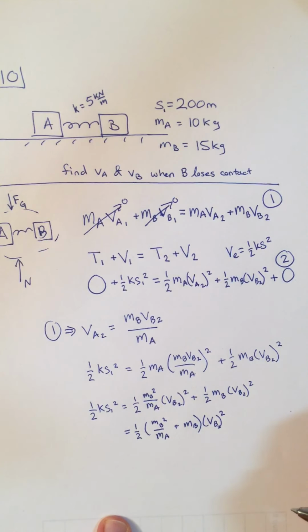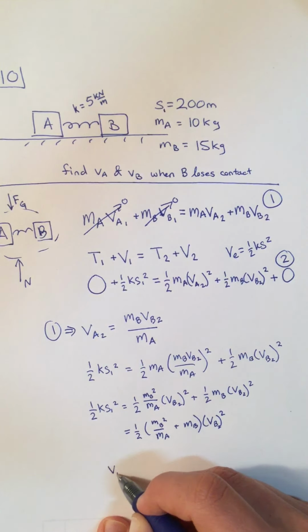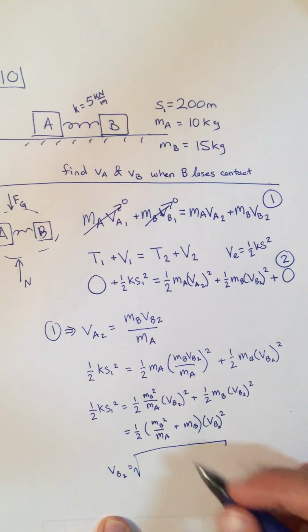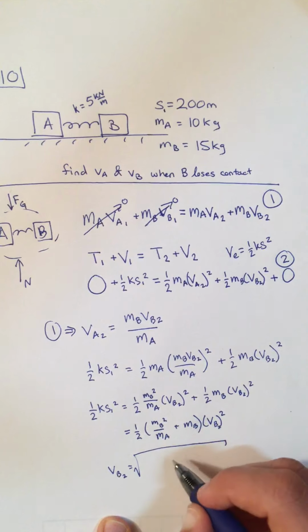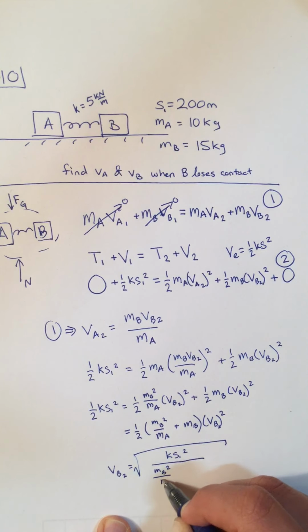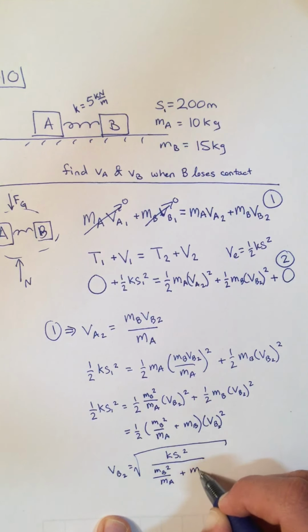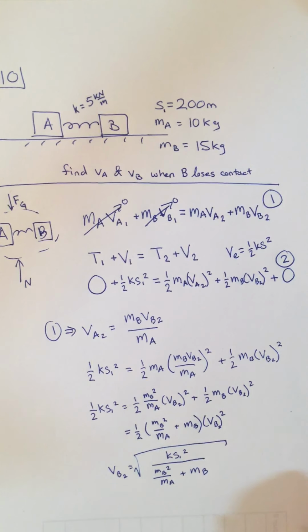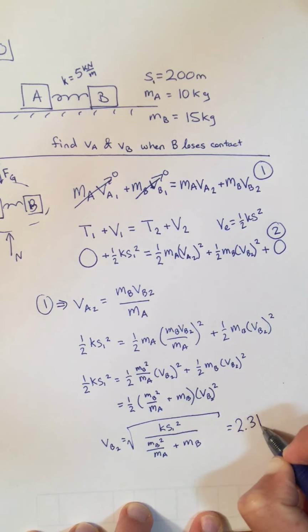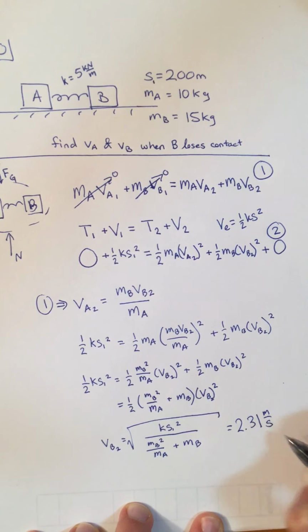and we can solve this for VB2. That is the square root of, the 1/2 on this side cancels with the 1/2 on that side, so we have k s1 squared divided by MB squared over MA plus MB. And you get to put the numbers in on your own for this. You should get 2.31 meters per second.